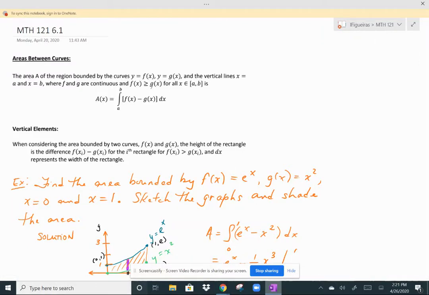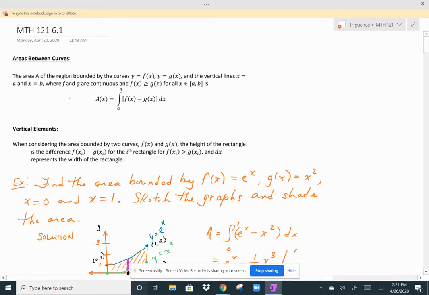Hi, this lesson is about computing the area between curves. So we're going to call our area A. Suppose area A is the region bounded by the curves y equals f of x, y equals g of x, and the vertical lines x equal to a and x equal to b, where f and g are continuous and f of x is greater than or equal to g of x for all values of x on an interval from a to b.